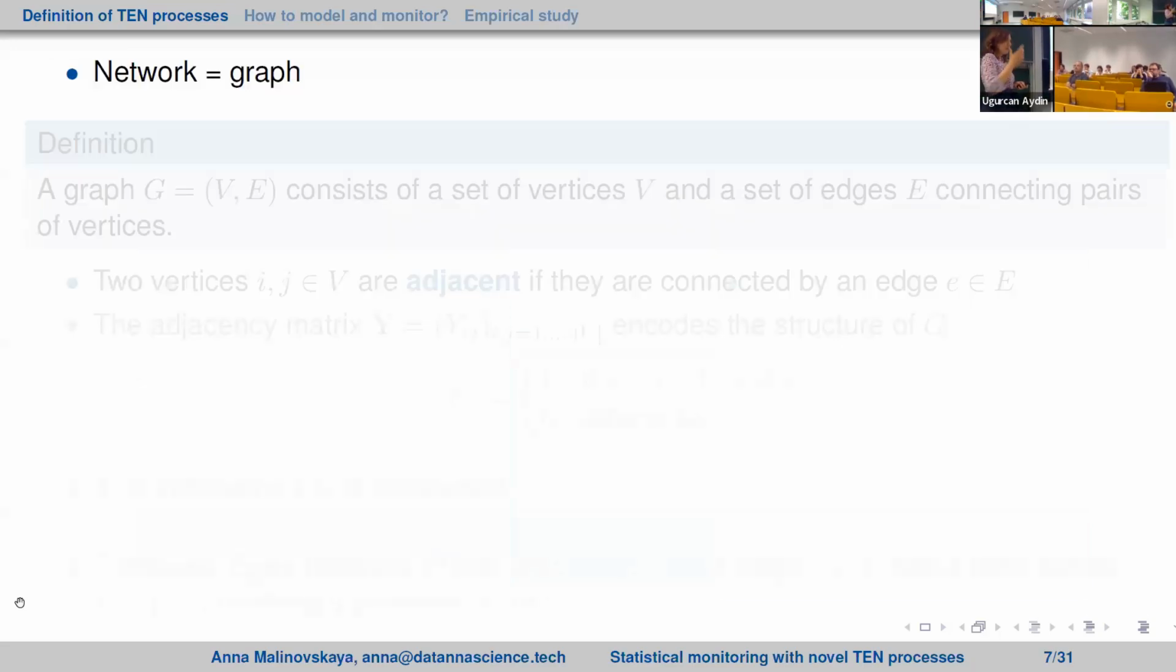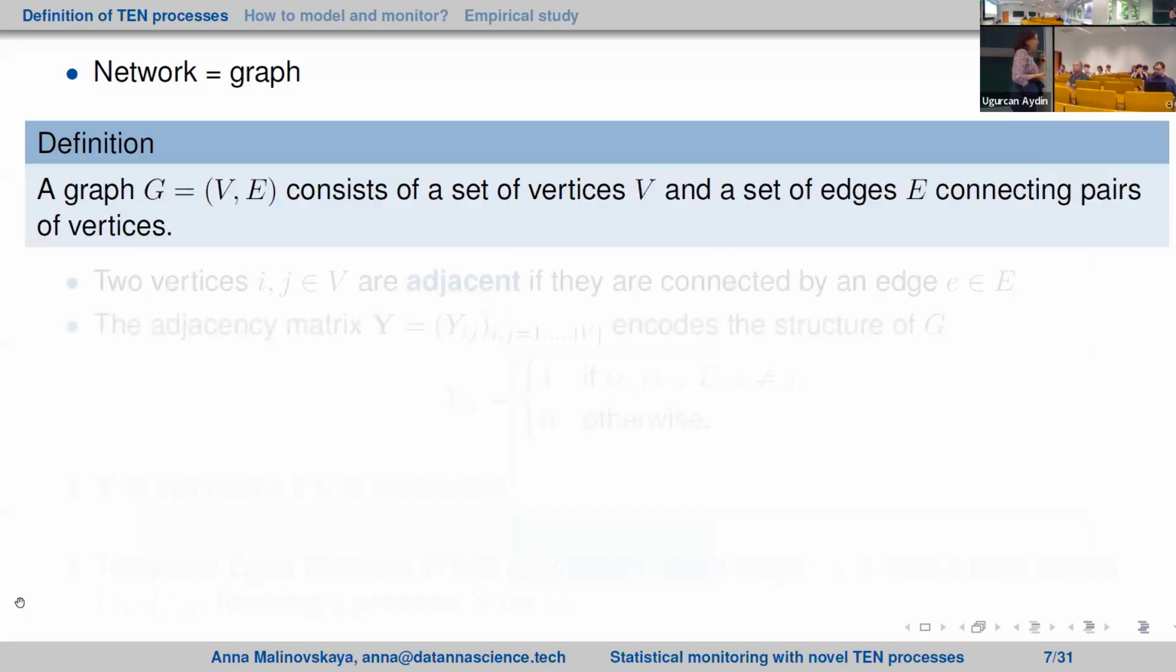So network is similar, at least in the talk, I use it similar to the graph. And the definition is that we have the nodes and edges. And yeah, you can call nodes also vertices.